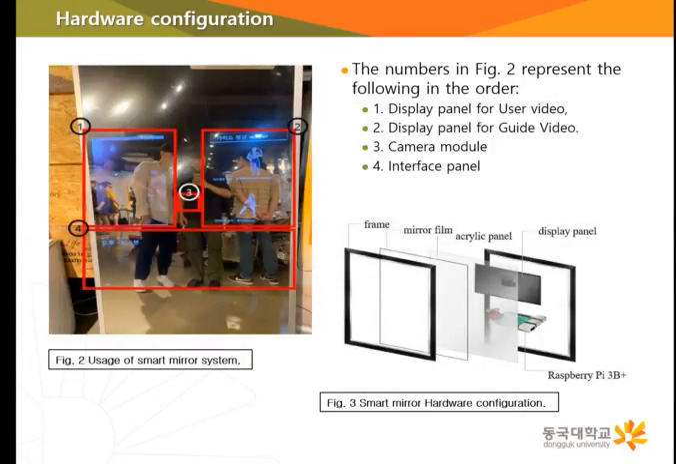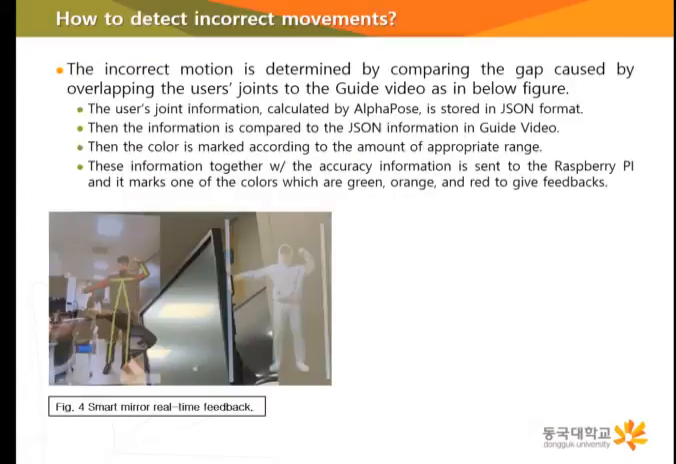And in the picture on the bottom right, figure 3 shows the smart mirror hardware configuration, and the hardware is composed of the elements that are frame, mirror film, acrylic panel, display panel, and Raspberry Pi.